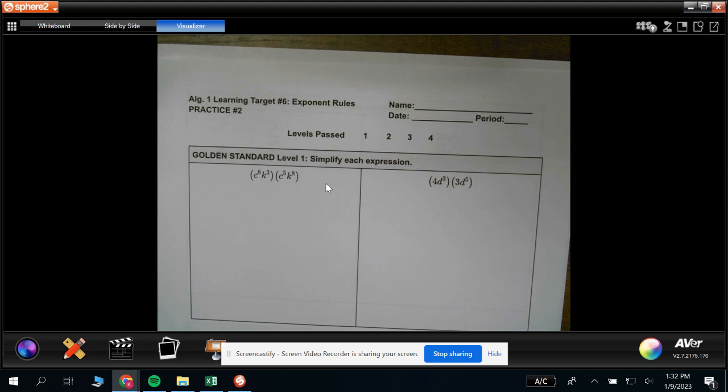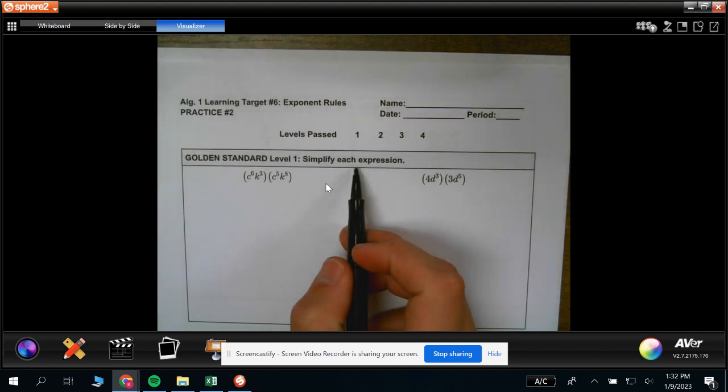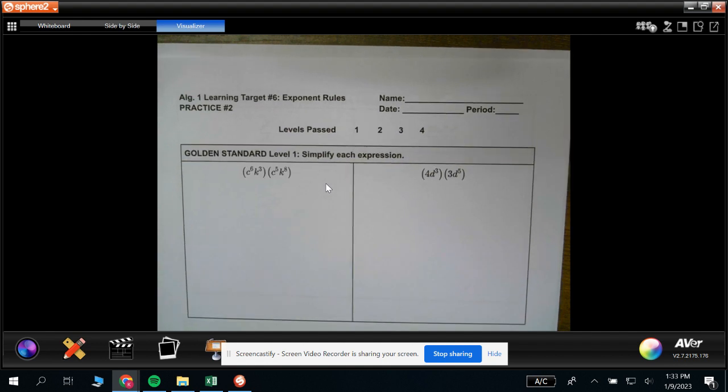All right, we are here to record a screencast of Algebra 1 LT6 Exponent Rules, practice quiz number 2. Let's go through it. Level 1, simplify the expression. What we're working with right now is called the product property.